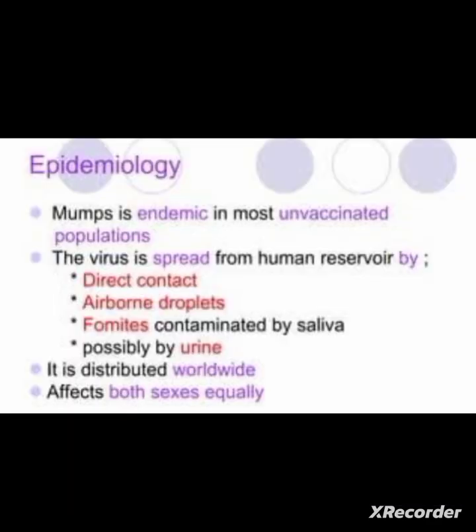The main etiology of this condition is that mumps is endemic in most unvaccinated populations. If the patient does not take the MMR vaccine, mumps is very common in that population. It occurs most commonly between 5 to 15 years of age. Males are more vulnerable to mumps, and it is common in the winter season. Overcrowding also spreads this disease.